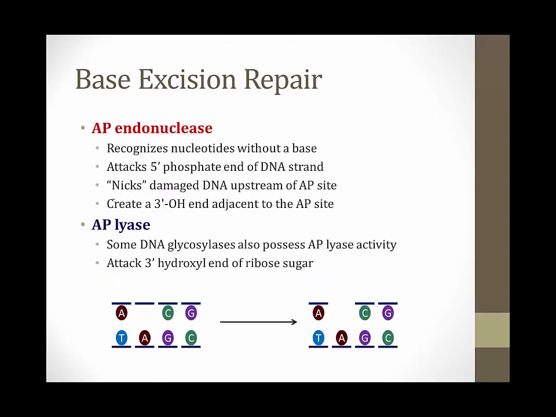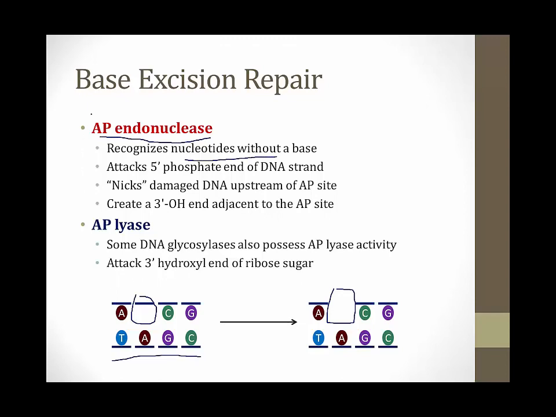To understand the next step in base excision repair, let's look at the bottom of the screen once again. So now we have a baseless nucleotide in a single strand of DNA, and the next step in base excision repair is to remove the nucleotide backbone so that we create a gap in a single strand of DNA. There are two enzymes that play a role in this process. The first one is called AP endonuclease. This enzyme recognizes nucleotides without a base.